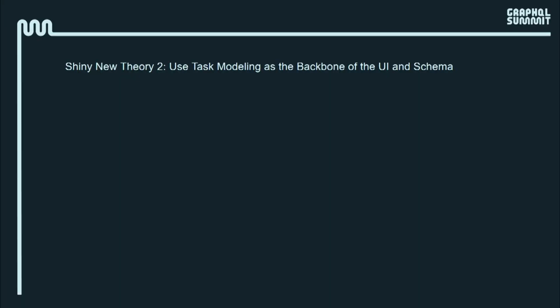And the second theory is directly tied to it. If all of our pattern components need to be about solving a user problem, the question then is, what are all the user problems? So I'm suggesting here that it makes the most sense to use task modeling as the backbone of both the UI and the schema. And I'll get into task modeling in just a minute. But the purpose is to know what pattern components we need, which in turn tells us what queries we need.